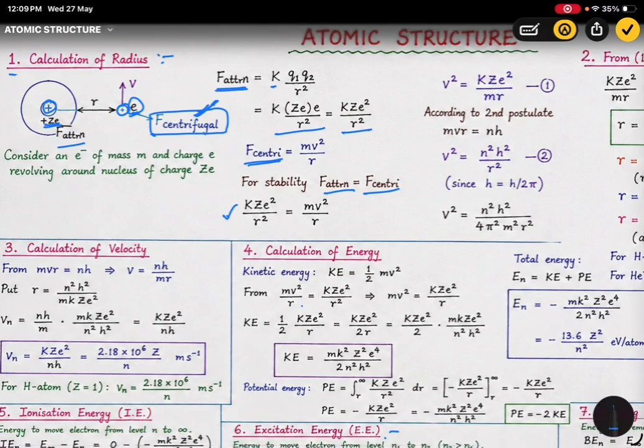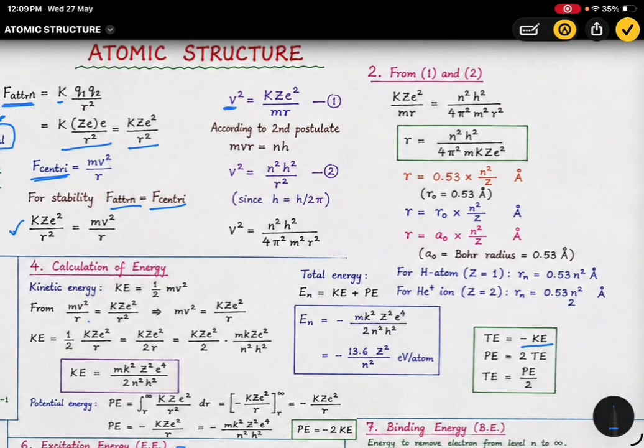K Z e square by r square equals mv square by r. From that, v square equals K Z e square by m r. According to the second postulate, mvr equals nh by 2 pi, where h bar equals h by 2 pi. So v square equals n square h bar square by m square r square. If you substitute h by 2 pi, we directly get v square equals n square h square by 4 pi square m square r square. This is equation 1 and this is equation 2. From those you can write the r value.